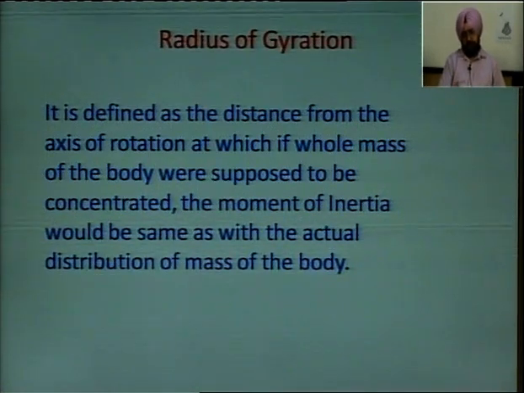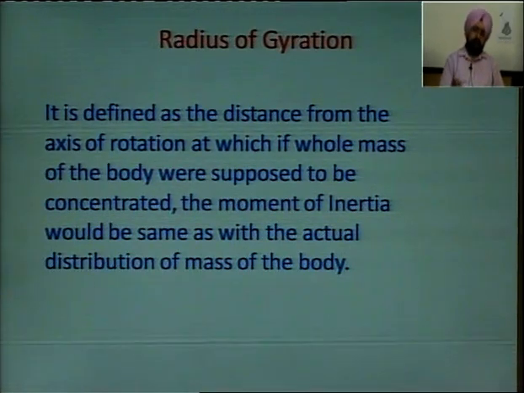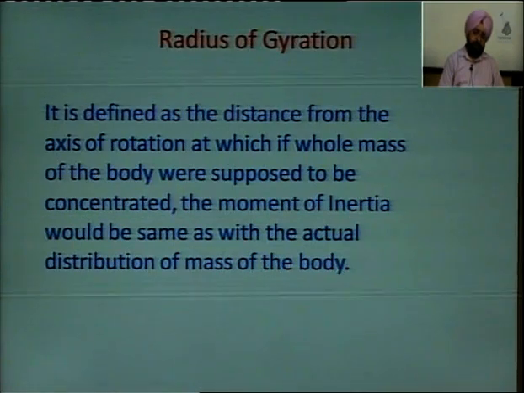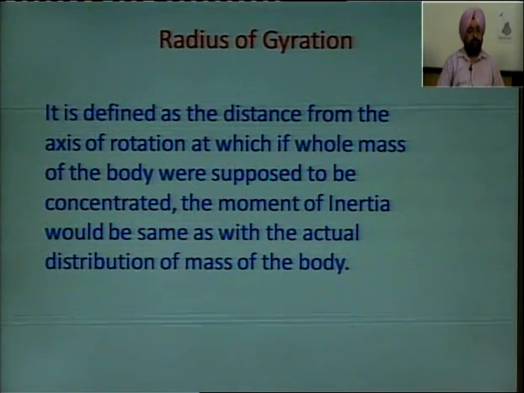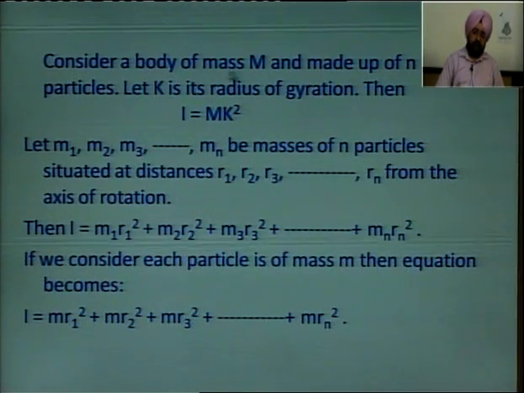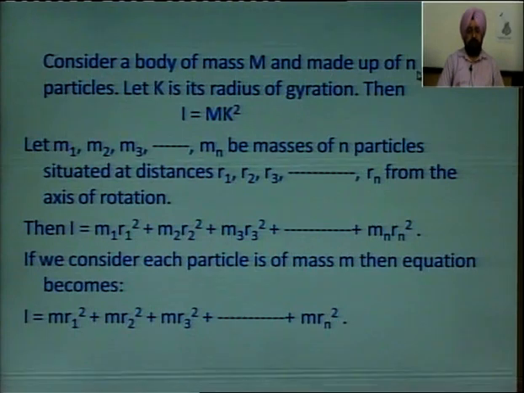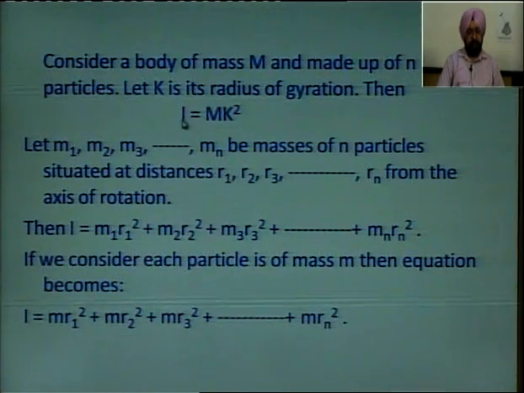You take any body, then there will always be a point inside the body where, if you suppose that the whole mass of the body is concentrated there, then the moment of inertia will be the same as due to the actual distribution. So, if you consider a body of total mass m, and let us say this body is made up of n particles, if k is the radius of gyration, you will say moment of inertia is m k square.